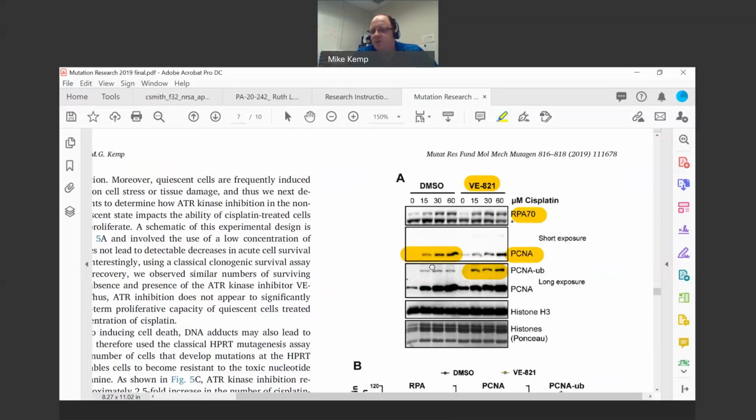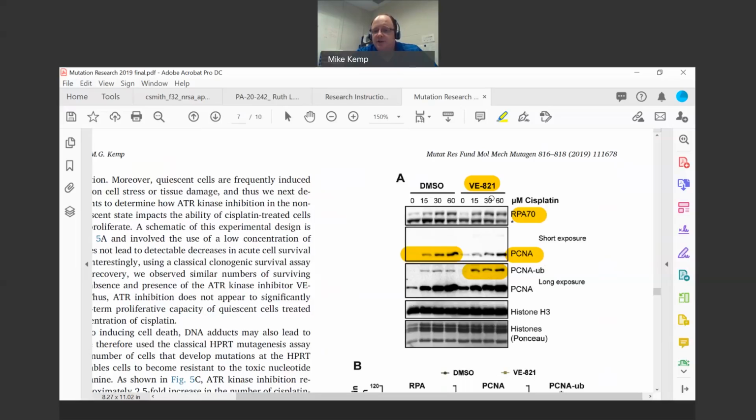And because this modification of PCNA is thought to recruit TLS polymerases, and because some of those TLS polymerases are mutagenic, more error prone and less error free, this might explain the increased mutagenesis we saw earlier on in this paper. So we think that's an important trigger.